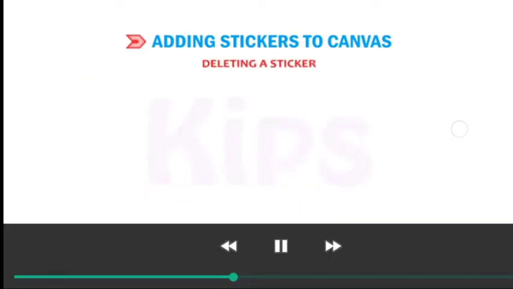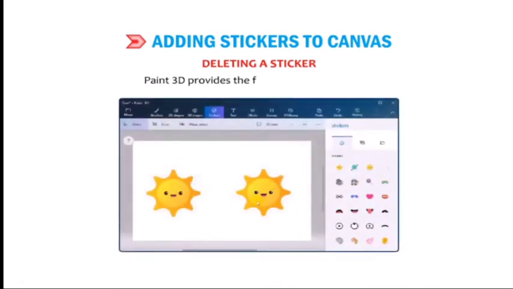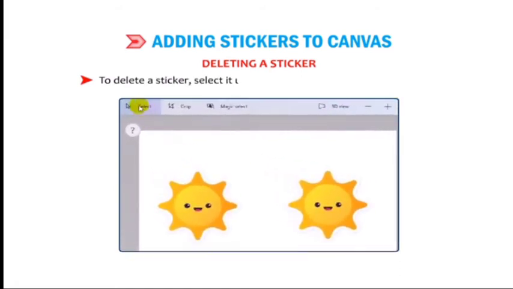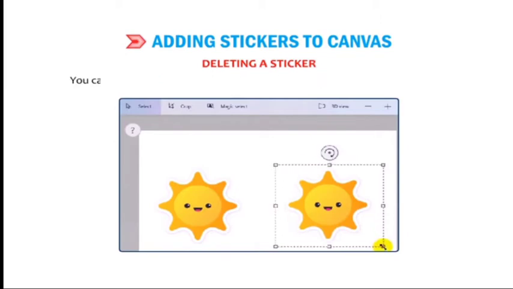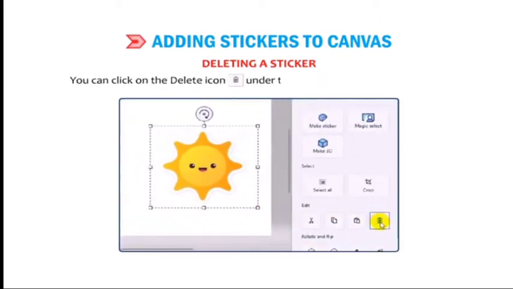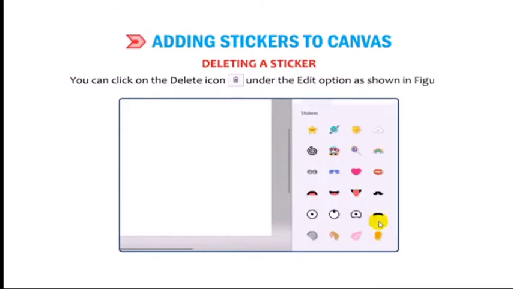Deleting a sticker. Paint 3D provides a facility to erase a sticker. To delete a sticker, you can use the Delete option given in the selection pane. To delete a sticker, select it using the Select tool from the top menu. Once a sticker has been selected, you can click on the Delete icon under the Edit option as shown in figure.